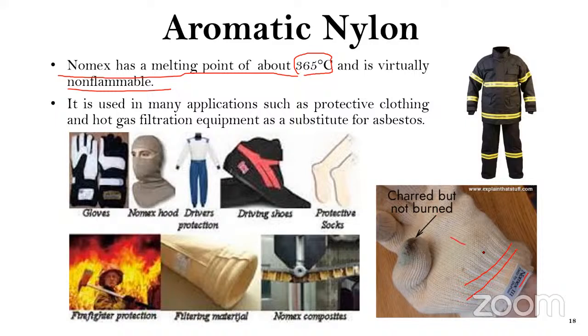Okay, you can see this black-colored one, the char that will be formed. It means the carbon, a little bit black in color, that is the carbon, but they will not burn. So in the metal processing industry, or where high temperature is needed for any kind of processing, this kind of gloves is used, and these gloves are manufactured by Nomex. Okay, and it has huge applications such as protective clothing and hot gas filtration equipment, as a substitute for asbestos.